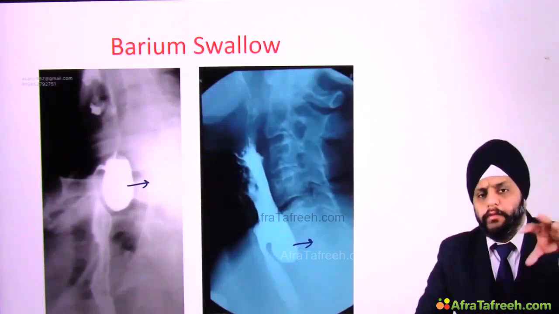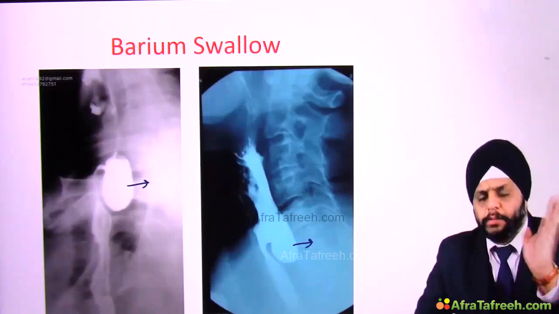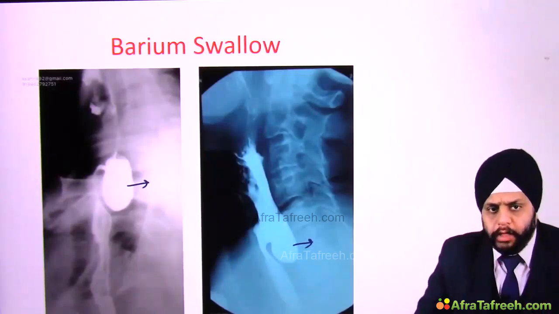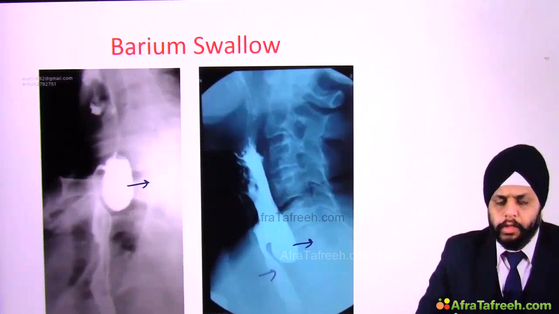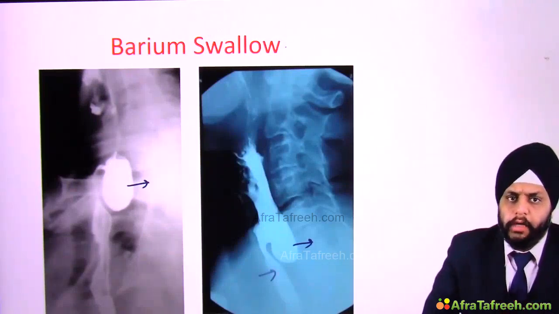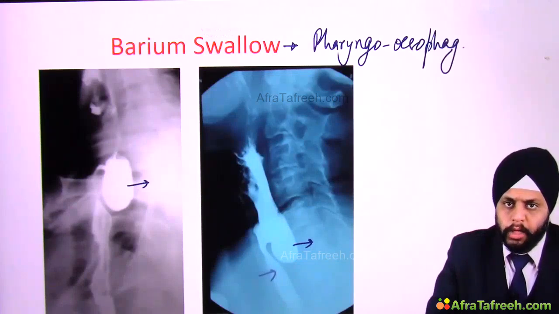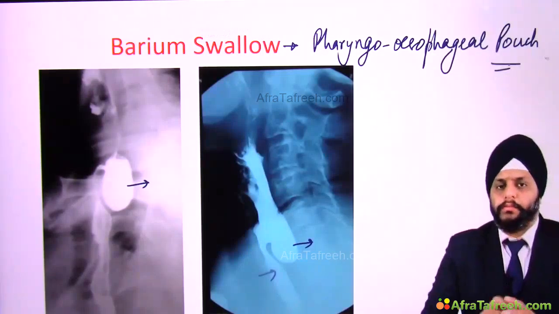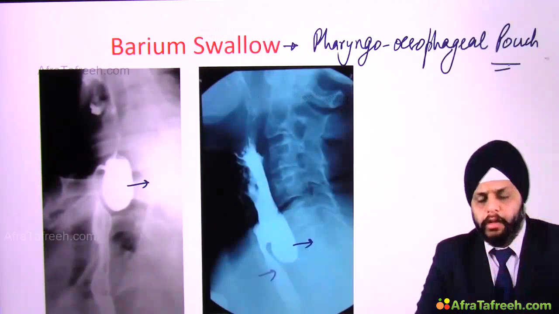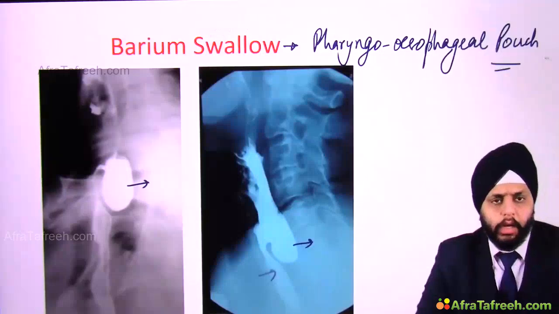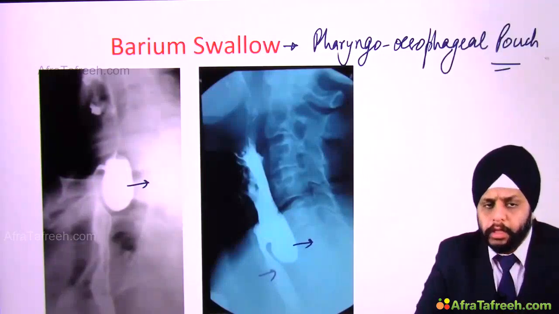This pouch is arising from the pharynx. It is just behind the esophagus. You can see that this is the esophagus. So it is just behind the esophagus. So that is known as pharyngoesophageal pouch. Okay, so that is a pharyngoesophageal pouch. Starts from pharynx and it is behind the esophagus. So pharyngoesophageal pouch. Now, other than the pouch, what else can we see in the barium swallow?